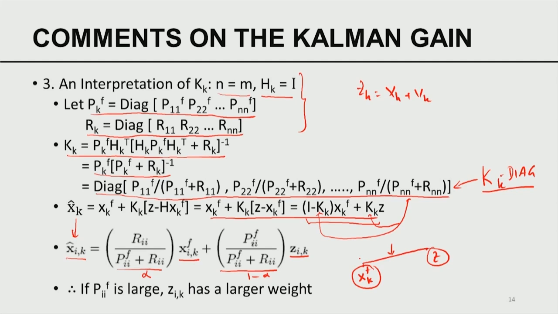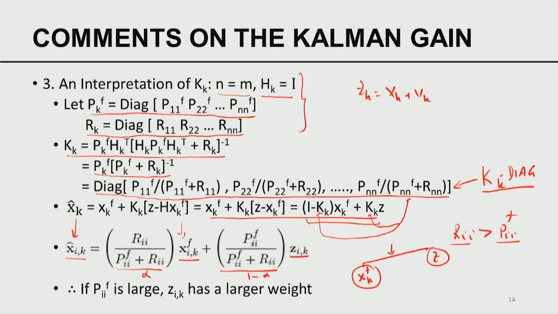Not only that, I would like to talk about the adaptivity. Suppose Rii is much larger than Pii^f. What does it mean? The observation is less accurate than the forecast. The variance being large means it is less accurate. Are you with me? Therefore, if Rii is larger than the forecast variance, the forecast is more reliable than the observation. Therefore, Rii is larger than Pii, the denominators are the same, so this equation gives more weight to the forecast.